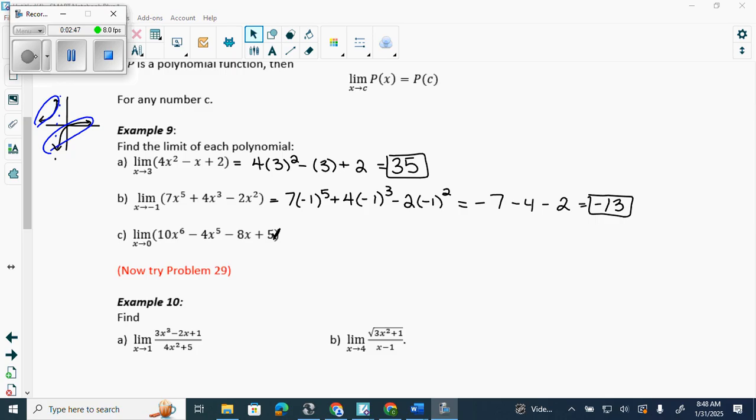Okay, so this one, we're going to fill in a 0, and we're going to get 10 times 0 to the 6, minus 4 times 0 to the 5, minus 8 times 0, plus 5, which is 5. Okay, so we literally just found the y-intercept, correct? When we're finding the limit at 0, we are actually finding the value at that point when we're just plugging it in and haven't doctored the equation. So yes, f of 0 would also be 5, but the limit is not what the value is. The limit's what it's approaching. We agree? Okay.